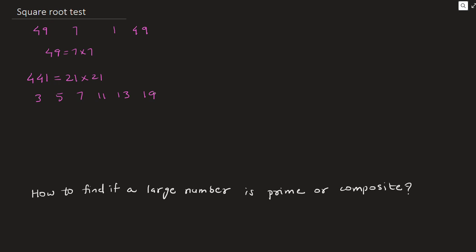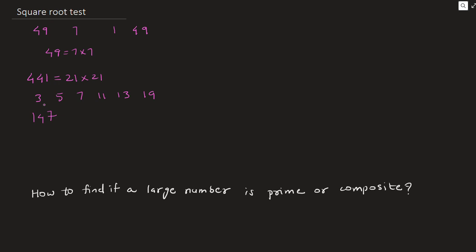If 441 has a factor, like say 3 is a factor of 441, if I divide 441 by 3, the answer will be 147. Let me check. 441 divided by 3, the answer is yes, 147.